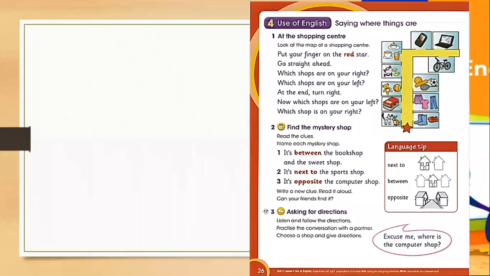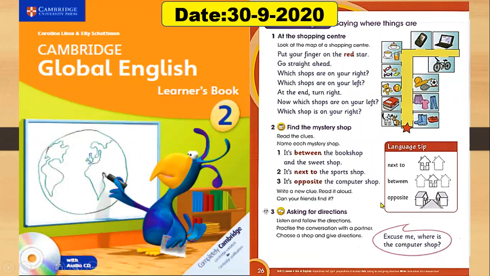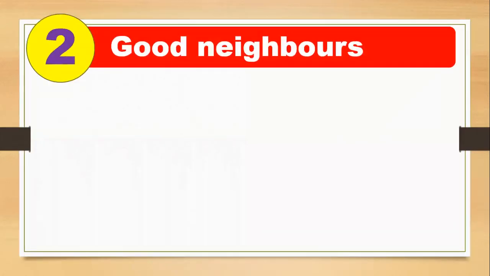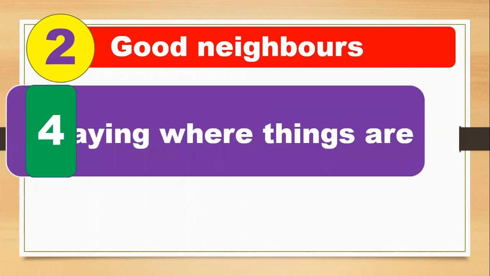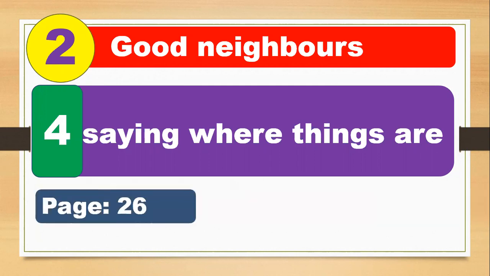Here is your English learner's book, page 26. And today's date is 30/9/2020. We are in unit number 2, Good Neighbors. This is lesson number 4: Saying where things are. You have to point out the things or directions where things are. So, saying where things are. This is page 26.